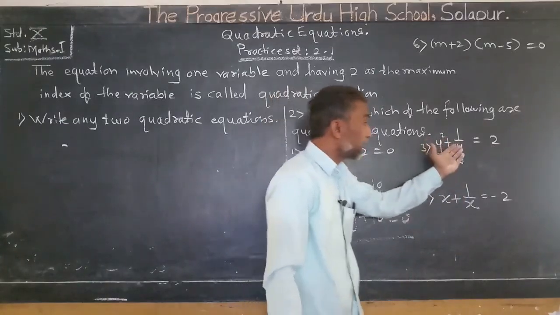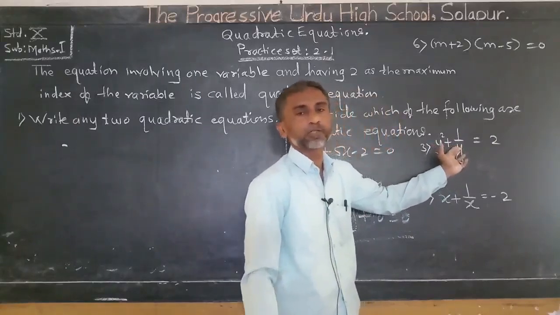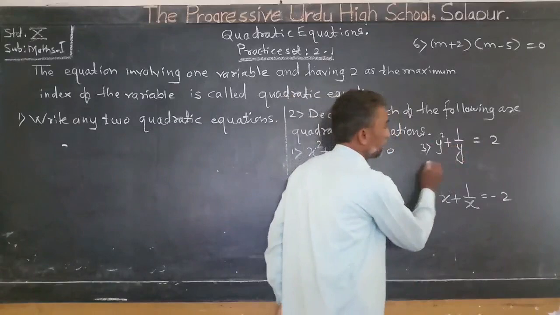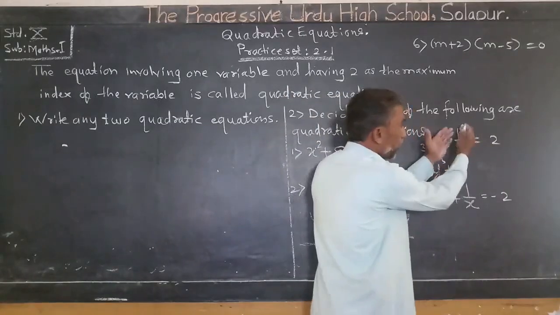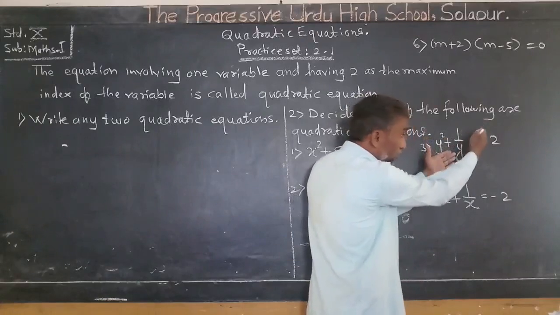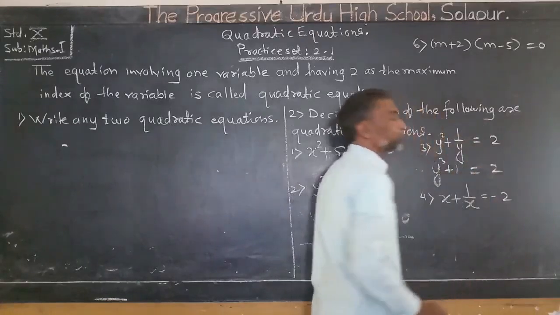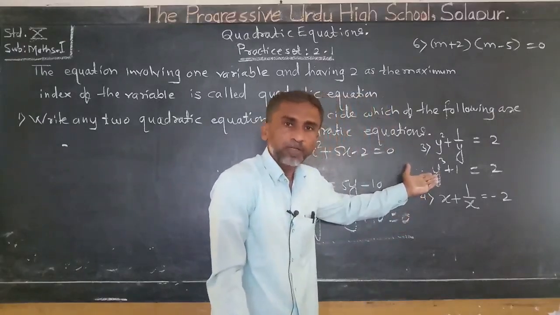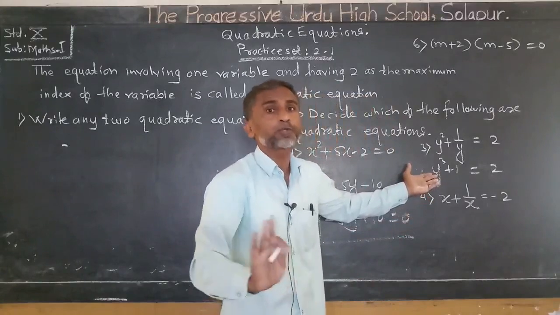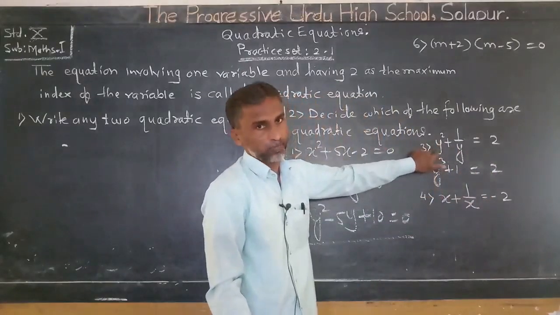As there is y in the denominator, multiply each term of this equation by y. Multiply y into y square, y raised to 3, plus 1 upon y into y will divide, only plus 1 will remain, is equal to 2. Now, if you observe, the order of the variable is 3. It is not 2. Therefore, it is not a quadratic equation.